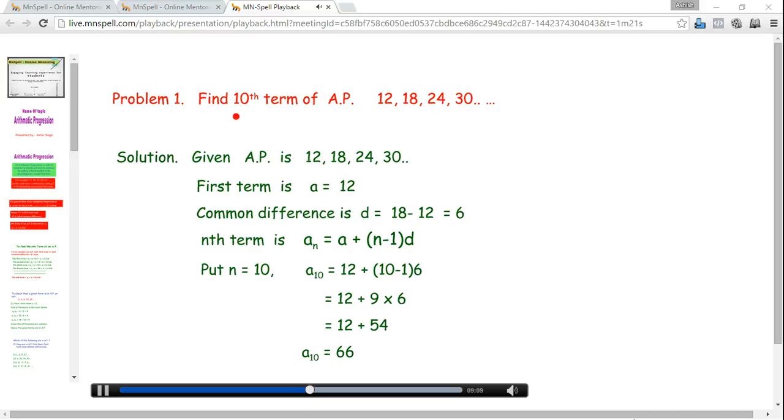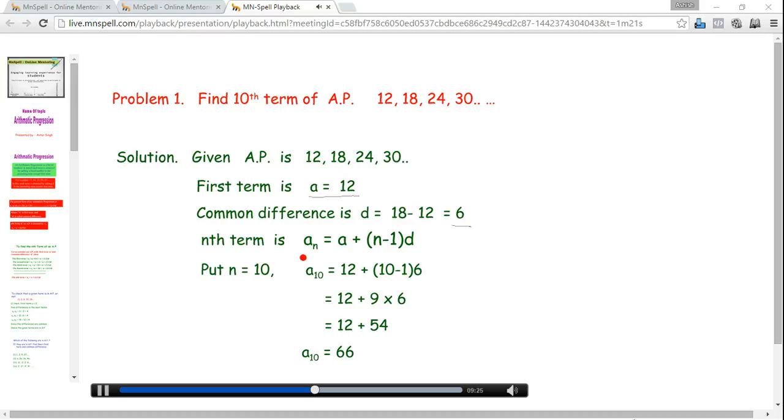Okay. Now we have to find the 10th term of the series. We are given the AP series as 12, 18, 24, 30. So the first term, A, is 12. We can find the common difference, which comes out to be 6.